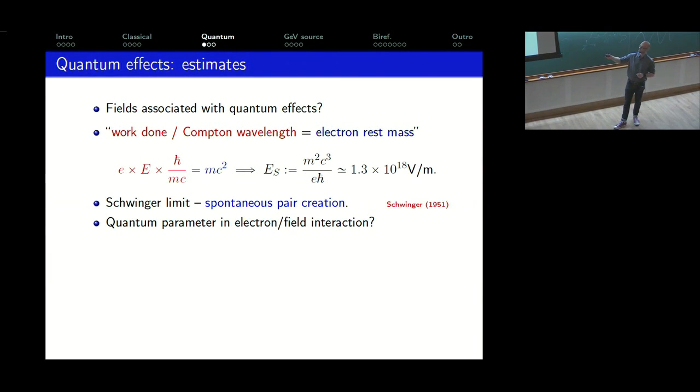And the value of this critical field, the Schwinger field, is about 1.3 times 10 to the 18 volts per meter. That's very high, okay? Which makes this process very hard to see in an experiment. But how does that relate to the scales at which quantum effects set in? Does this mean that quantum effects are only important at 10 to the 18 volts per meter, which frankly lies a long way in the future?